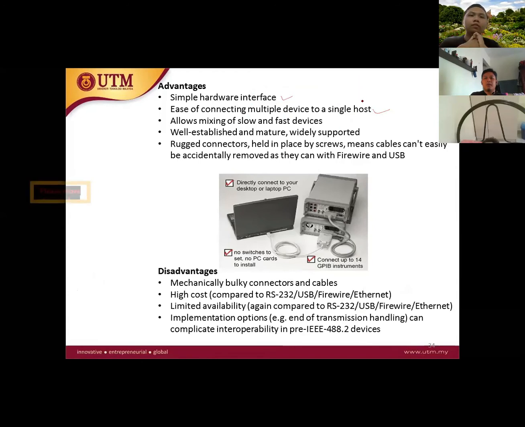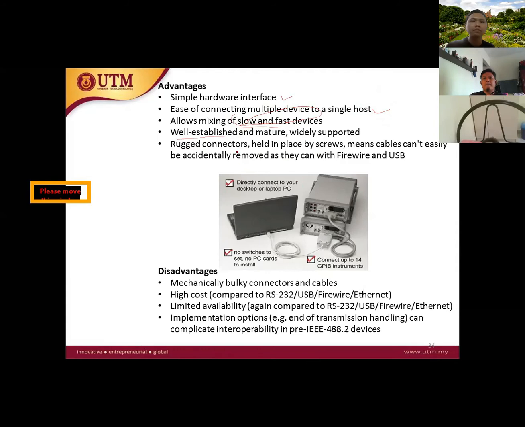In GPIB there is one controller. That controller will decide which device will be the talker and which device will be the listener, or which device will connect to other devices. An advantage is that devices have different specifications in terms of speed, so GPIB allows the mixing of slow and fast devices. And this is well established.